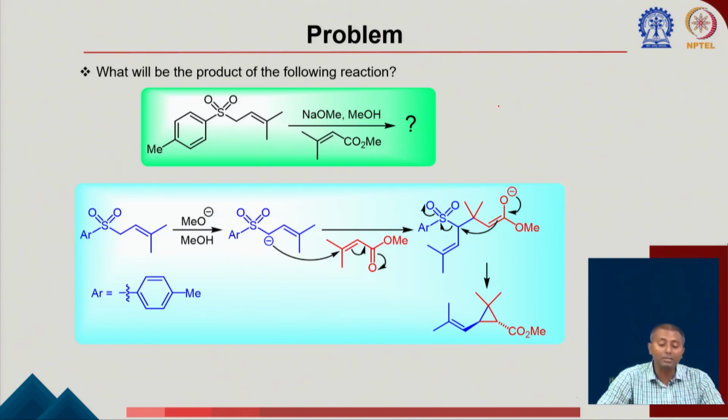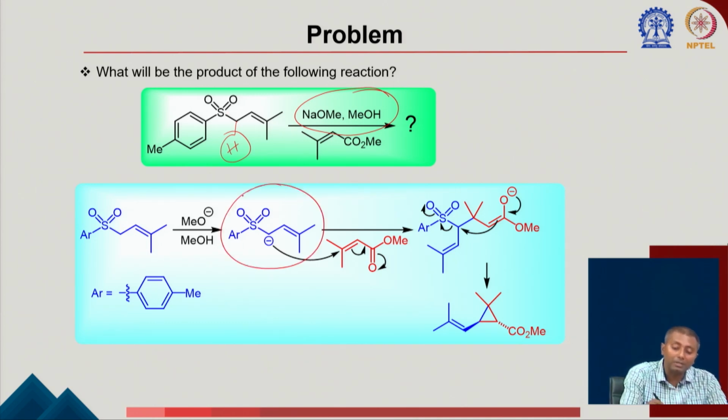If you look into the structure again, we are using sodium methoxide and methanol, so these are the base. If you look into this molecule, you can see these are the protons which are next to a sulfoxide, and these are allylic. So this can get stabilization both ways. So this will generate the corresponding carbanion first, and now this carbanion is a stabilized carbanion going to participate in a 1,4 addition here.